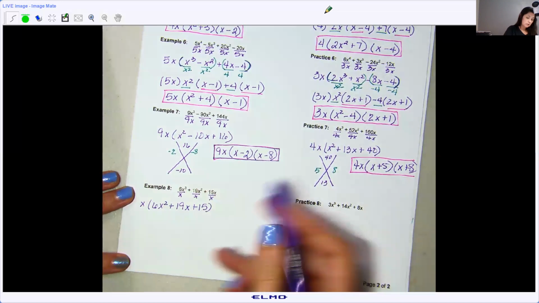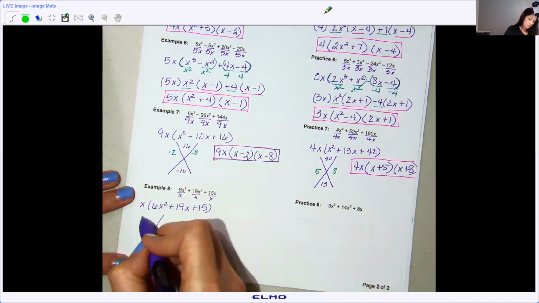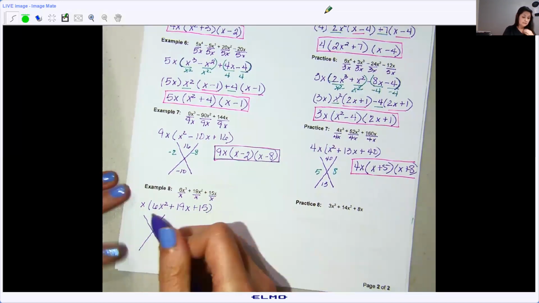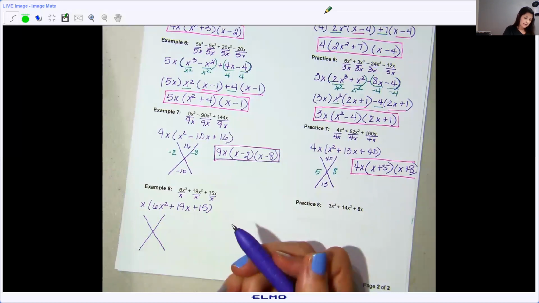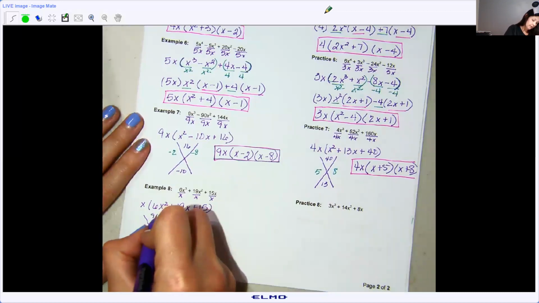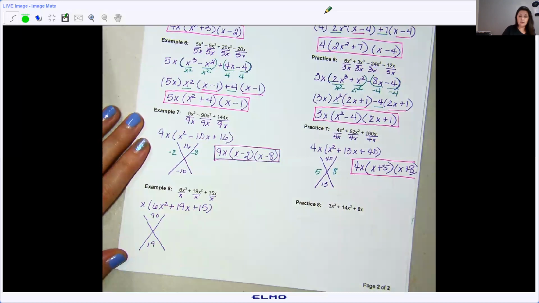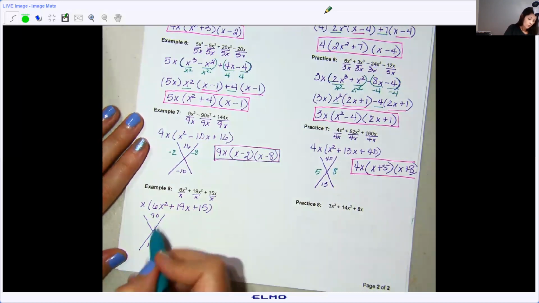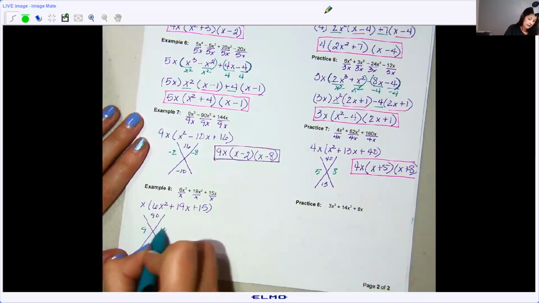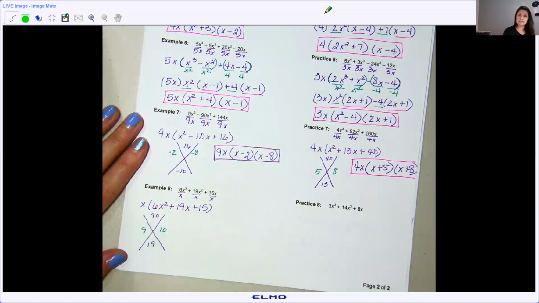Okay, so let's do that. Okay, 15 times 6 is 90. And then we have 19. All right, this isn't so bad, right? We have 9 and 10. 9 times 10 is 90. 9 plus 10 is 19.